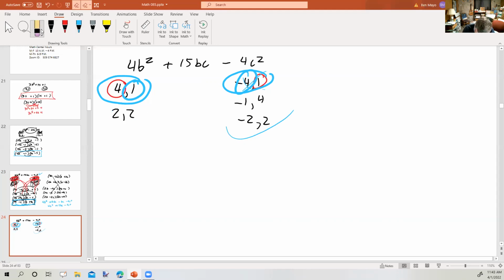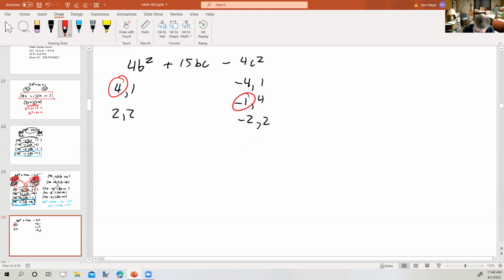So now, oops, erased too much there. I'm going to take this one with this one. What's 4 times negative 1? It's negative 4. What's 1 times 4? It's 4. What's negative 4 plus 4? It's 0. Okay. What's 4 times 4? It's 16. What's 1 times negative 1? It's negative 1. What's 16 plus negative 1? It's 15. Aha!